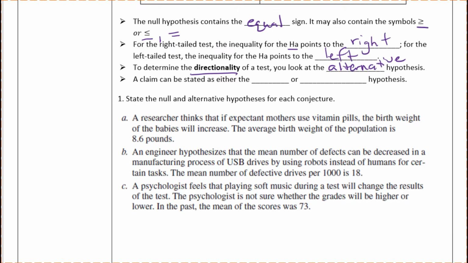A claim can be stated as either the null or the alternative. In our examples, it was generally the null, but that's not always going to be the case. So sometimes you'll end up having a claim or a statement that is assigned to the alternative.